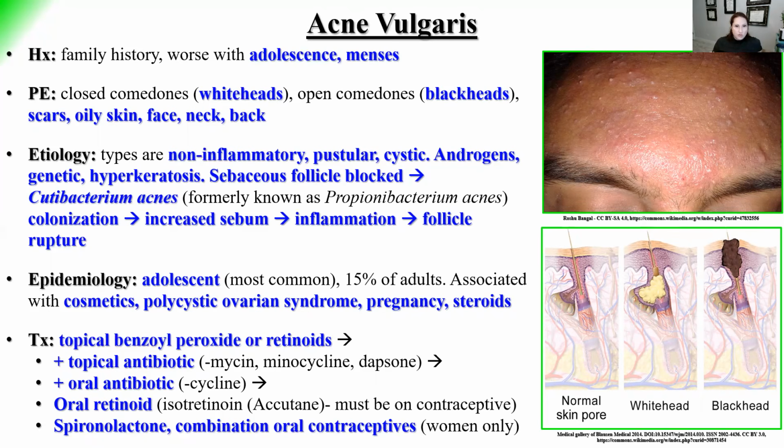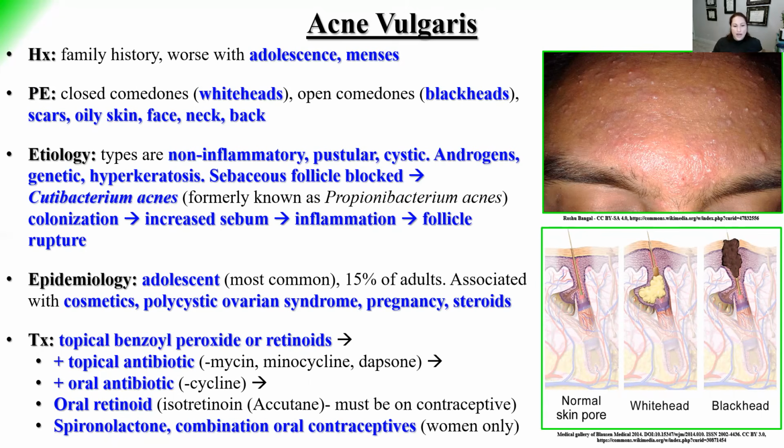There's a multifactorial cause of acne. It's highly associated with androgens or testosterones, but it can be genetic or it can be due to hyperkeratosis. So here's where the pathophysiology comes in. The sebaceous follicle becomes blocked. You have Cutibacterium acnes that colonizes the area. You get an increase in sebum. It becomes inflamed, and then the follicle ruptures. And so that's that whole pathophysiological process for acne.